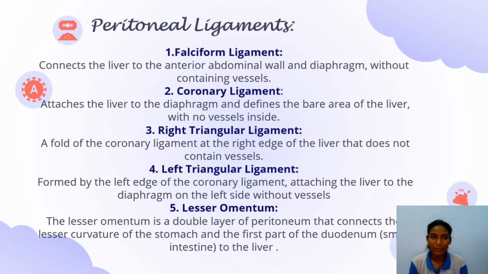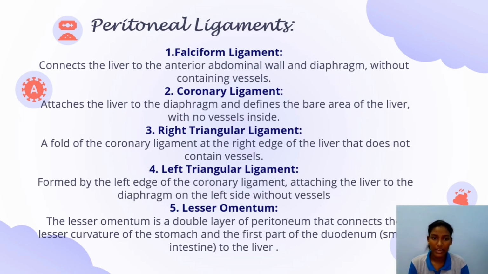Hi, I'm Mona Priya. I start with peritoneal ligaments. First, the falciform ligament. It connects the liver to the anterior abdominal wall and diaphragm without containing vessels. Coronary ligament attaches the liver to the diaphragm and defines the bare area of the liver, with no vessels inside.